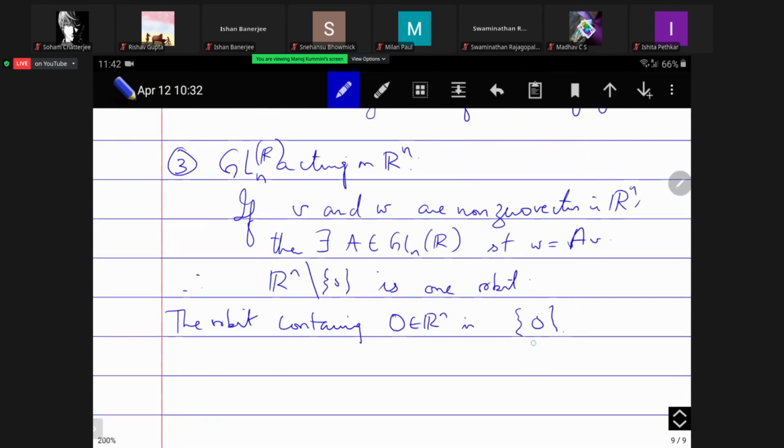Any question on this? Okay. So the remaining two examples, S3 acting on R2, is just similar to S2. The other one is a group acting on the set of cosets. What are the orbits? We'll just do one example.